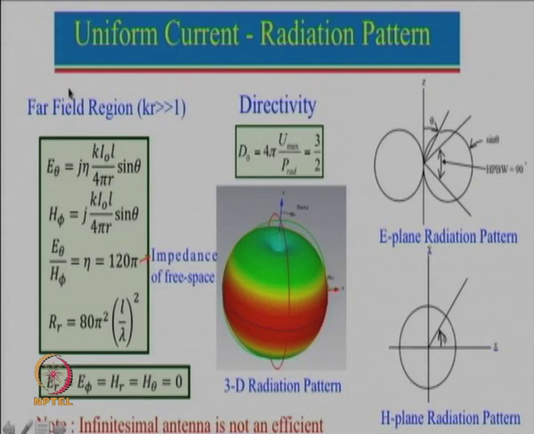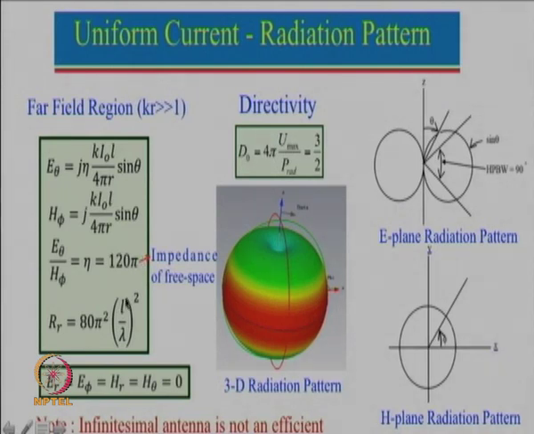And now you can see something interesting. If you take the ratio of E theta by H phi, you can see that most of the terms are similar except for eta here. So, E theta by H phi is equal to eta, which is 120 pi, and this is the impedance of free space. That means for a wave which is propagating in free space, E theta and H phi will be perpendicular to each other. So, E plane and H plane will be perpendicular to each other, and the impedance ratio will be equal to 120 pi.